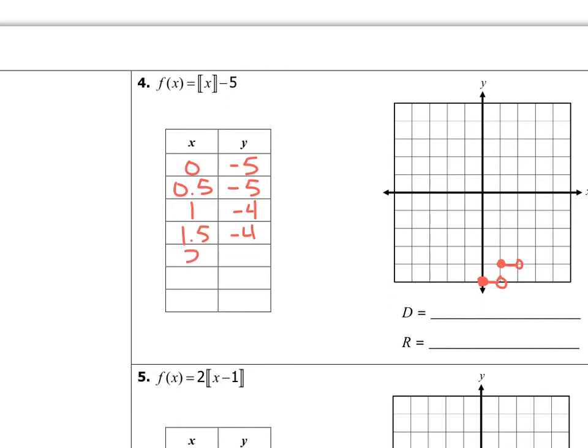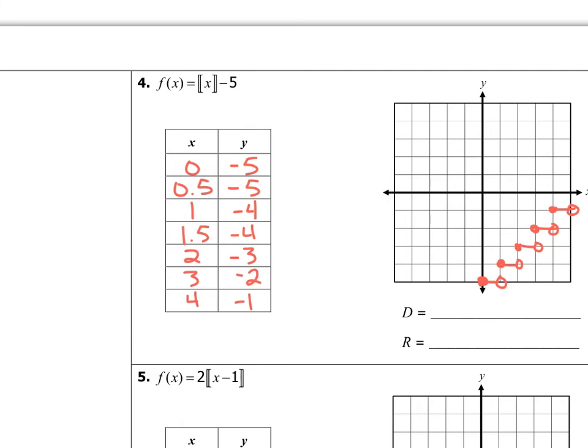Okay? We do that all the way until we get to 2. At 2, all of them would be rounded down to 2, and then subtract 5 and you get negative 3. At 3, it'd be negative 2. And at 4, it'd be negative 1. So your graph would look something kind of like this, where at each integer it goes over until the next grid line basically, and then you pick it up from there.